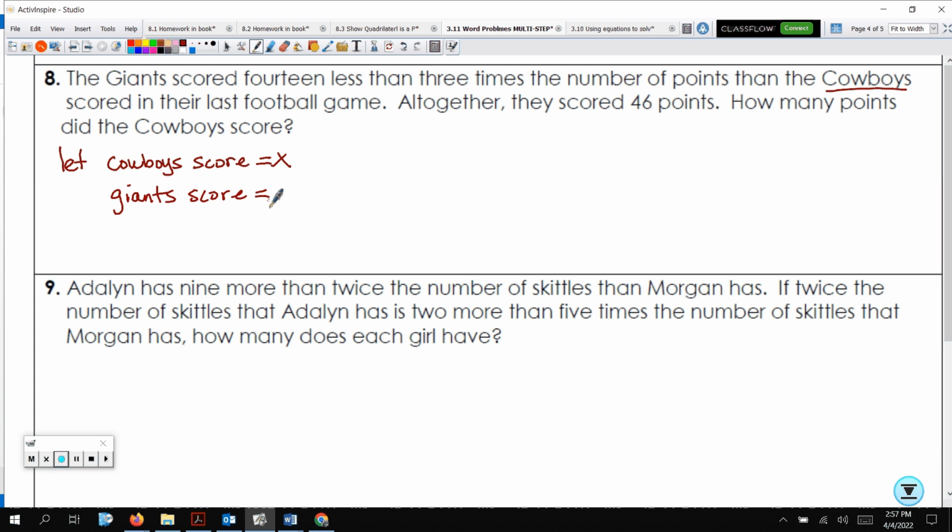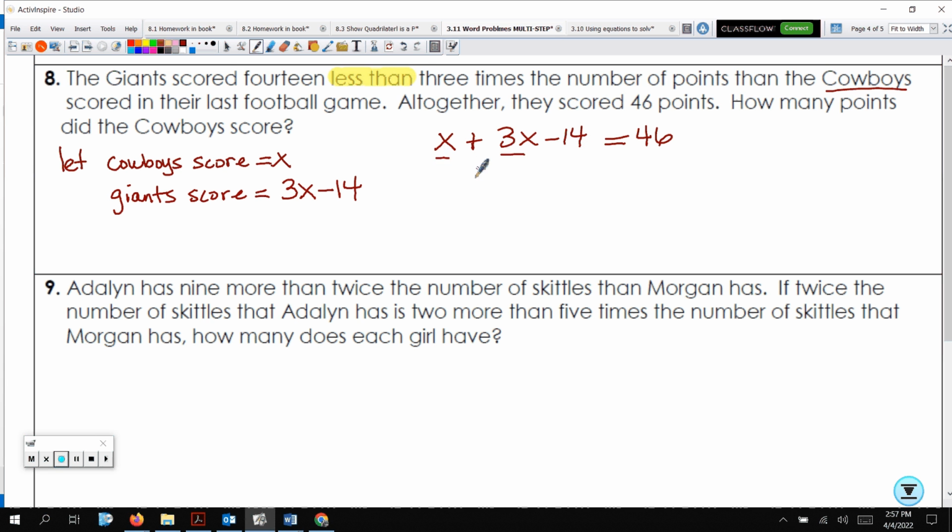The Giants scored 14 less than, what did we say about less than? That's a turnaround phrase. That means I have to subtract 14 after I do 3 times the number. Giants scored 14 less than 3 times the number of points the Cowboys scored. Well, 3 times the number of points would be 3x less my 14. That's the expression for the Giants score. Then we keep reading. All together, they scored 46 points. Well, I know that's what my equation is going to equal. And now I'm going to take my two expressions and add them together. X plus 3x minus 14, all of that equals 46.